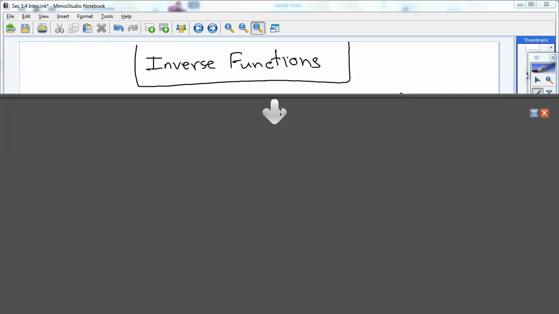So you have multiplicative inverses, which is reciprocal. You have additive inverses, which is opposites. And we have function inverses. Now, they all kind of mean opposite, they all kind of mean undo each other. But what we're talking about are function inverses.